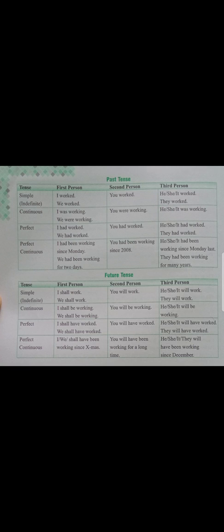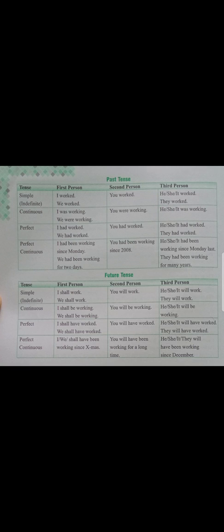In the continuous form, the past continuous form, in the present what are you using? With is, am, are, you are using the first form of the verb and adding -ing to it. But here in past tense, in past continuous, in place of is, am, are, you are going to use was or were, along with the verb's first form with -ing. Like the example, I was working. Here was comes because it is past, and working is the first form of the verb along with -ing.